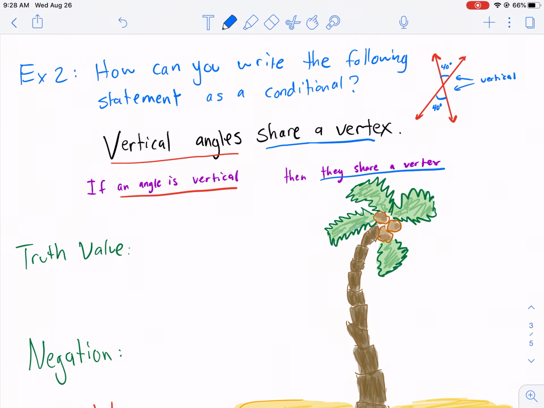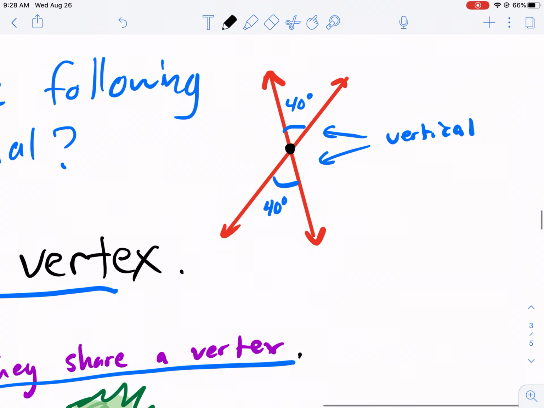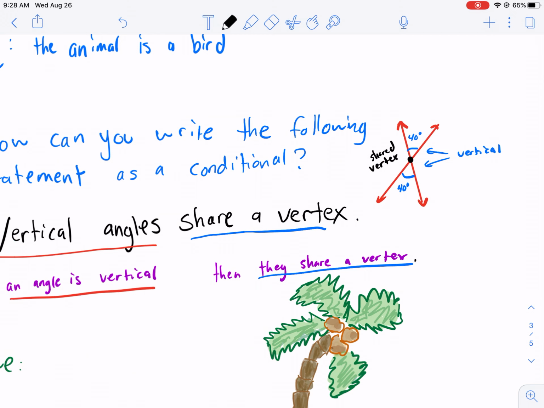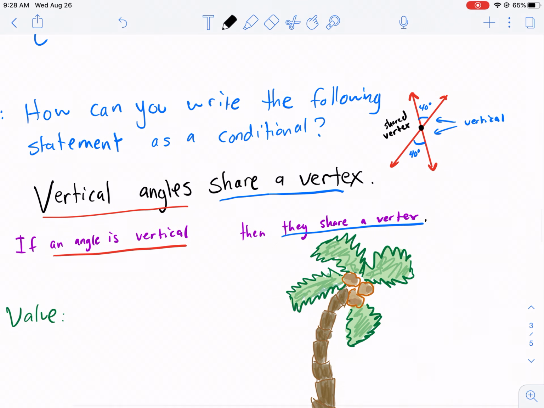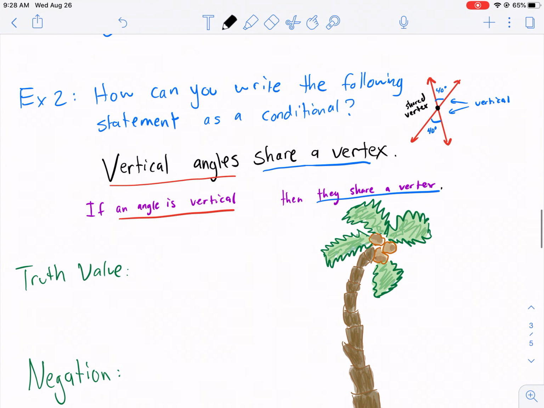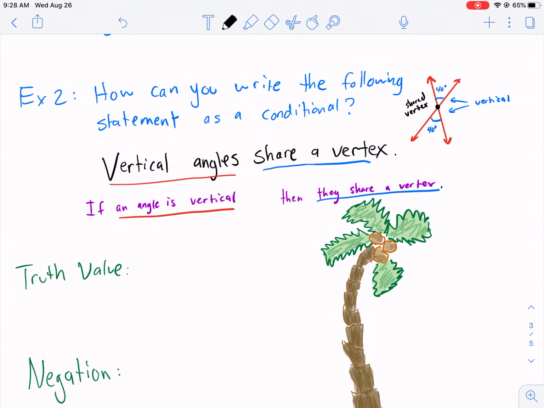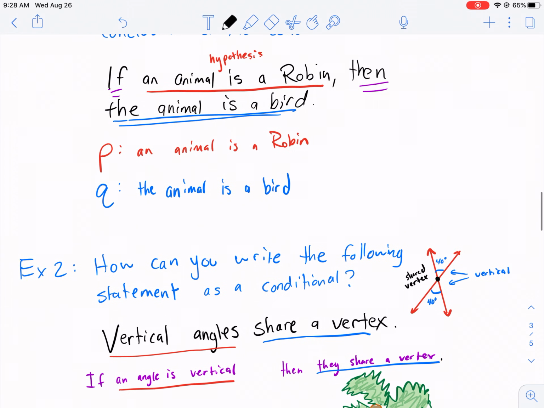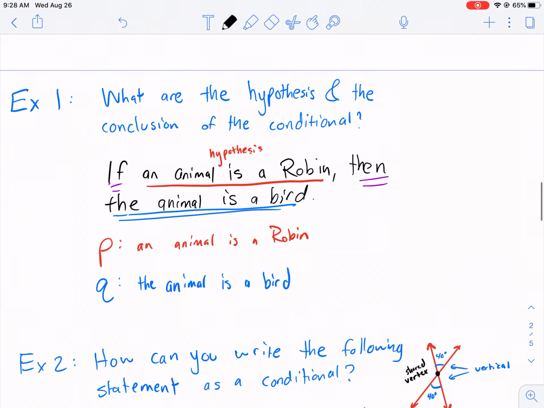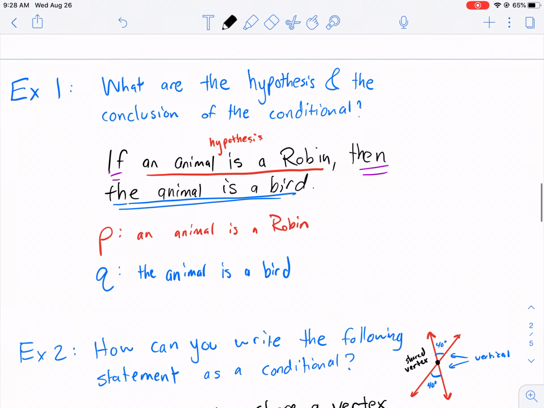That's our conclusion. Now, is that true? Yes. If it is a vertical angle, then it needs to share a vertex here. That's a shared vertex. Okay, so that's a true statement. If an angle is vertical, then they share a vertex. Now in a little bit, we're going to show how the opposite is not necessarily true. But I wanted to establish that the conditionals require a hypothesis and a conclusion.